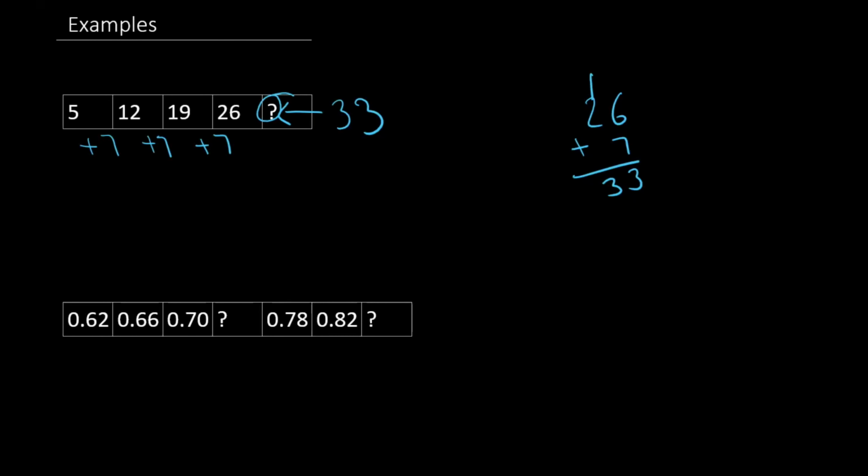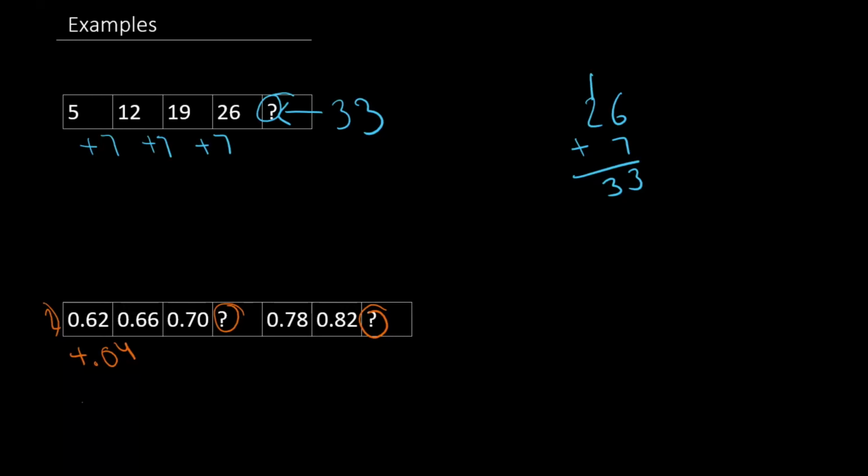Alright, let's do the second question. Let me read you the numbers: 0.62, 0.66, 0.70, question mark, 0.78, 0.82, and we have to figure out the next number. So we have two numbers to figure out in this question. Let's ask the same question. What plus 0.62 equals 0.66? When I subtract, I find out that 0.62 plus 0.04 equals 0.66.